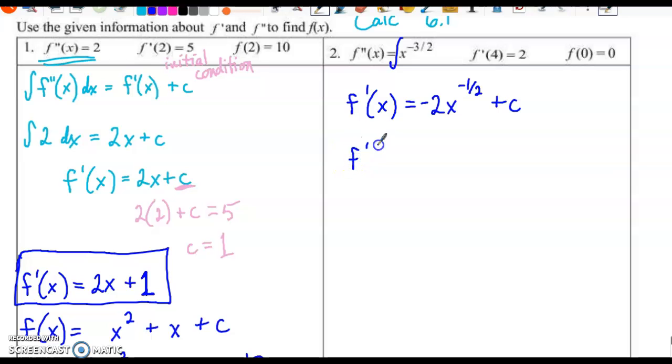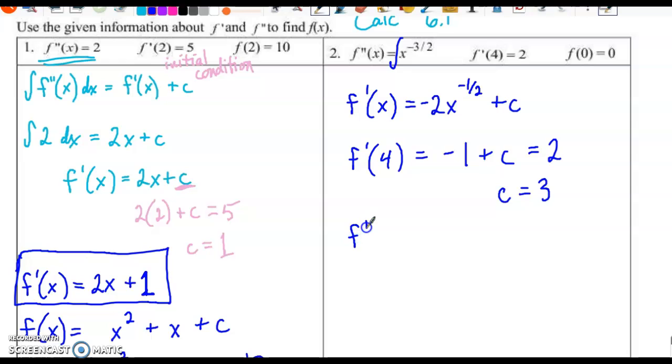I'll even write that out, f prime of 4. You're plugging 4 in for x. Now remember, to the 1/2 power means a square root, which is 2, but the negative we'll put into the denominator. So negative 2 over 2 is negative 1, plus c must give you a y value of 2. So as I add 1 over, c must equal 3.